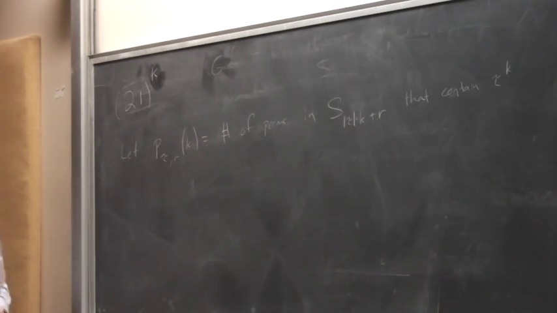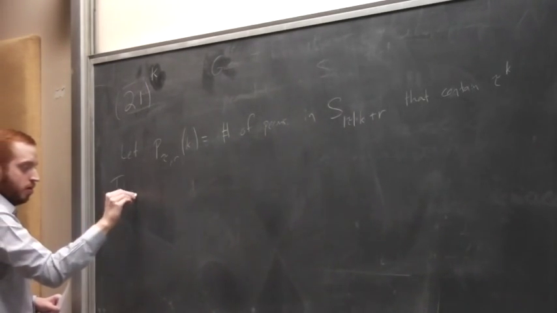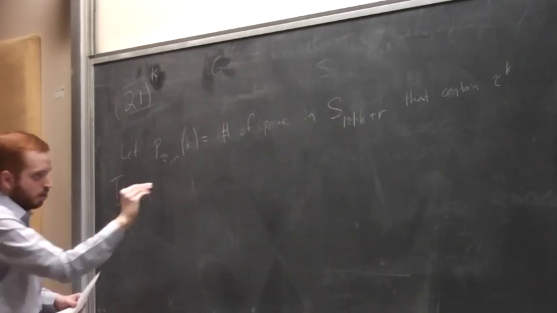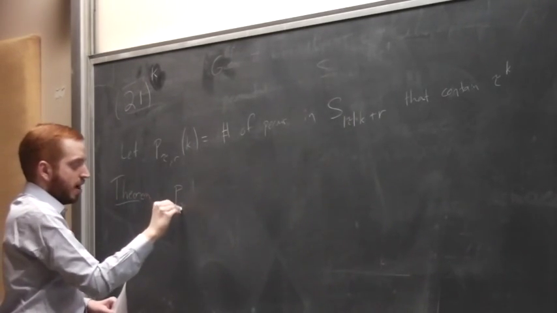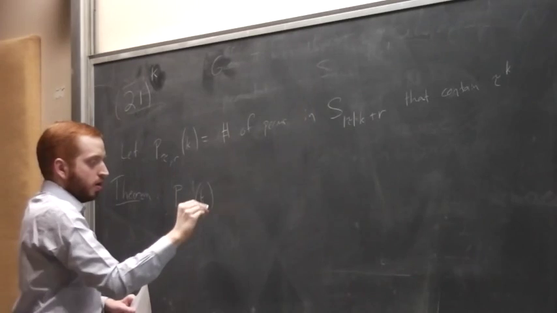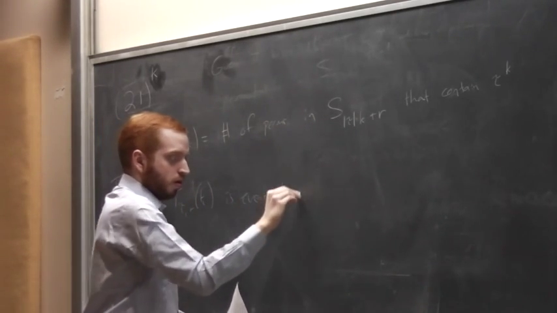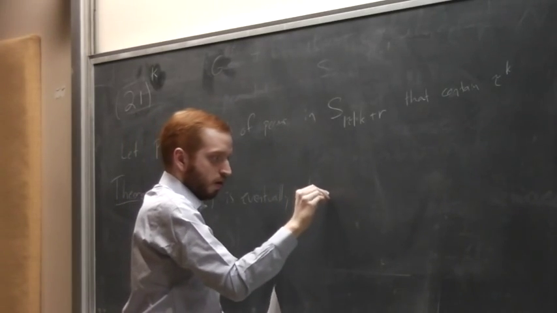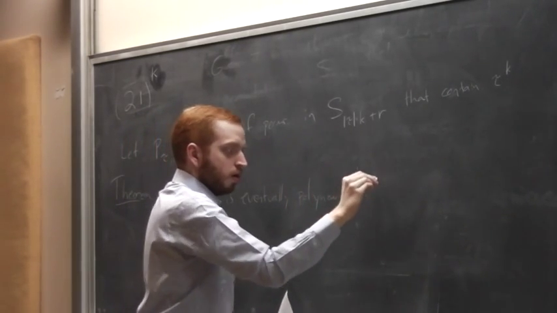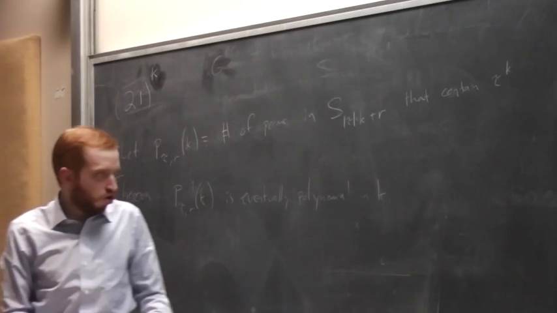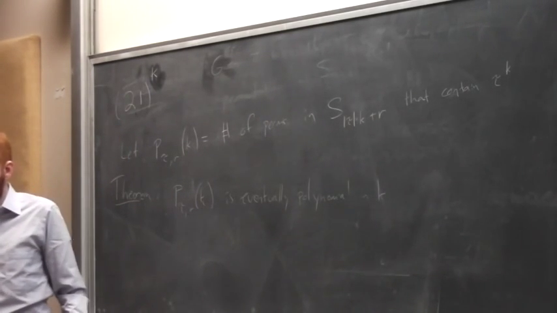Okay, and the main result is that P tau R K is eventually polynomial in K. Meaning, there's a polynomial that coincides with this for all large enough K.